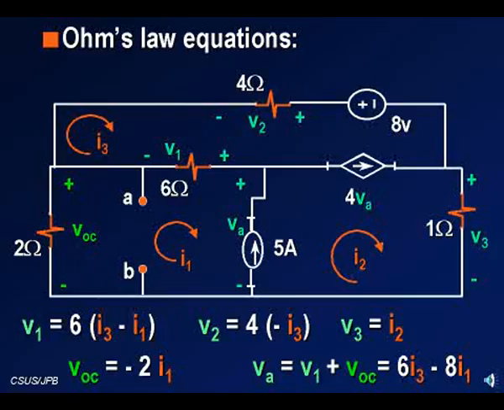VA is a little tricky here because VA is the voltage across the 5 amp source. Folks, there is no Ohm's law for sources. There's only Ohm's law for resistors, so you have to find a way to express VA in terms of the mesh currents. So what do we do here? I simply write VA in terms of V1 and VOC by doing a KVL in mesh I1. And once I do that, of course, then I can write it in terms of mesh currents I1, I2, and I3.